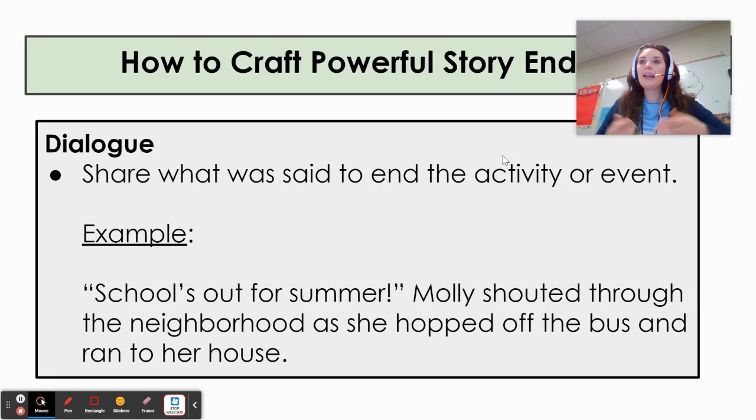Share what was said by a character to end the activity or event. So, if I'm thinking about my story is Molly's last day of school, this is the dialogue or the words that she says to end the story. "School's out for summer!" Molly shouted through the neighborhood as she hopped off the bus and ran to her house. So I crafted a powerful ending by including dialogue, sharing what my main character Molly said to end the event or activity. With her shouting, "School's out for summer," it officially ends her last day of school.